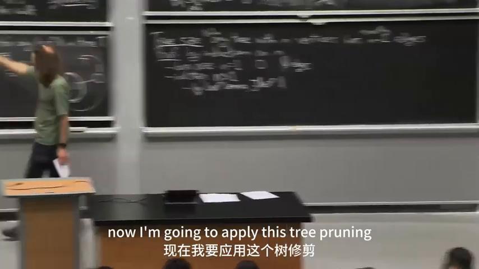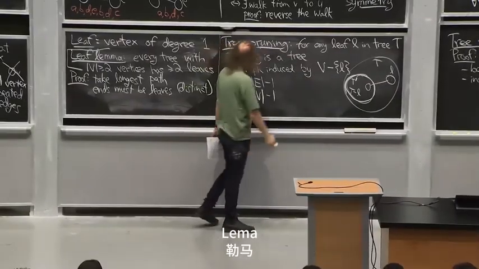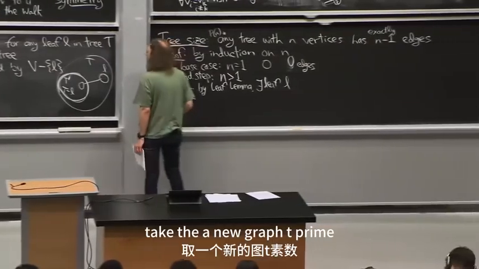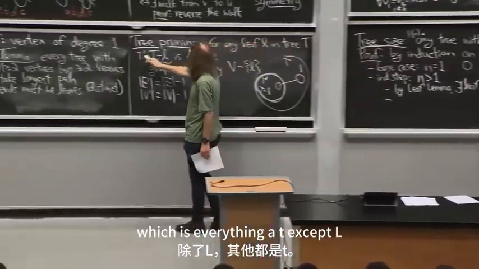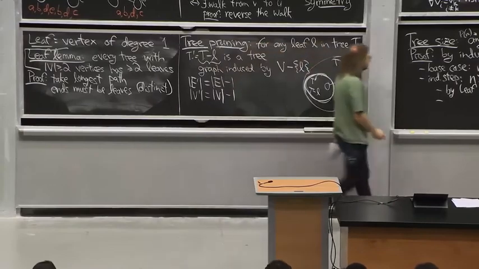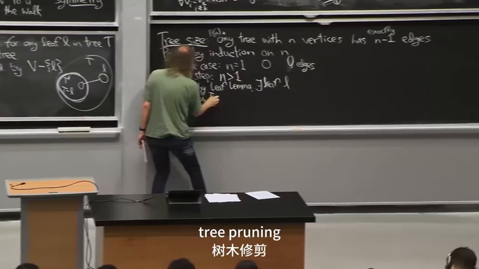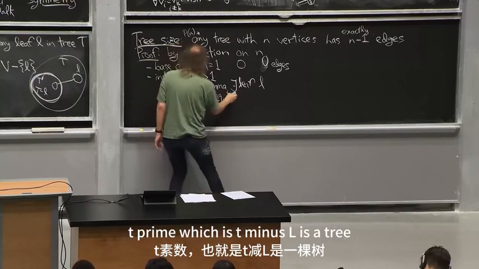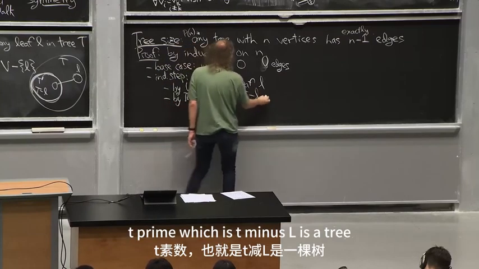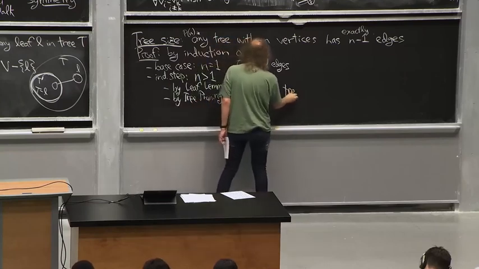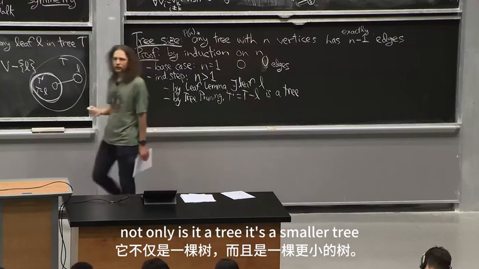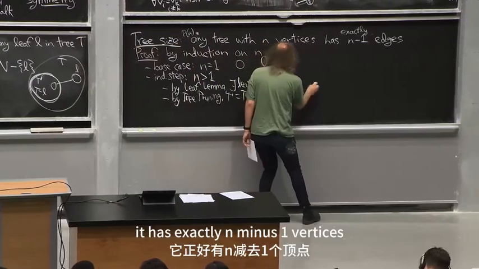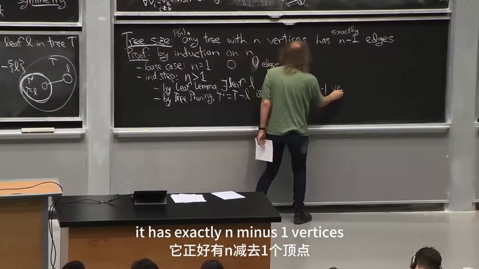Okay? Now I'm going to apply this tree pruning lemma. That says if I have a leaf, I can remove it, clip it, take a new graph T prime, which is everything in T except L. Okay, so by tree pruning, T prime, which is T minus L, is a tree. Not only is it a tree, it's a smaller tree. It has exactly n minus 1 vertices.